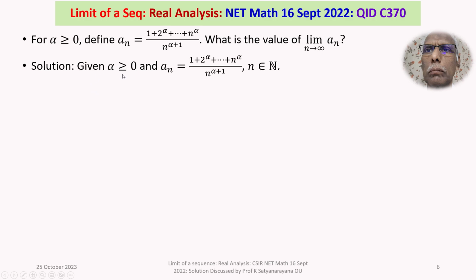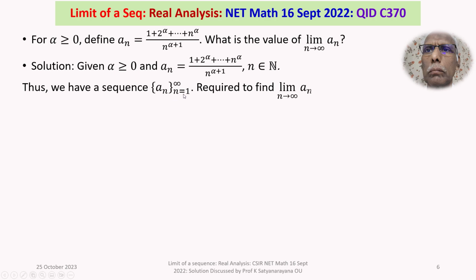We are given alpha greater than or equal to 0 and a_n equal to 1 plus 2 power alpha plus so on and so forth plus n power alpha by n to the power of alpha plus 1, where n belongs to the set of natural numbers. Thus, we have a sequence, the sequence a_n, n equal to 1 to infinity. Required to find the limit n tends to infinity of a_n.